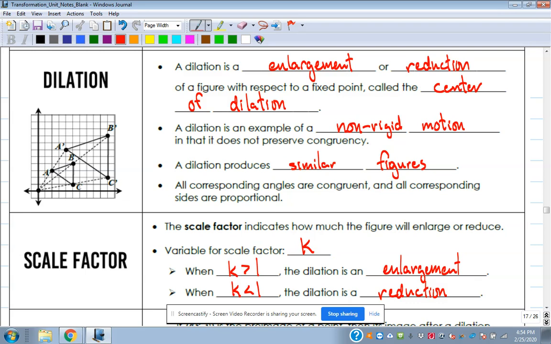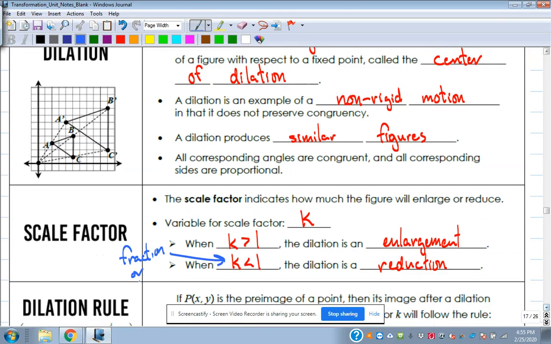Now, here's a thing here. By saying K is less than 1, that has got to be a fraction, okay? Not necessarily a negative number. Because a negative multiplying by a negative doesn't necessarily dilate it. It may change its orientation. But make a note that that's a fraction or decimal. That's how it reduces in size.